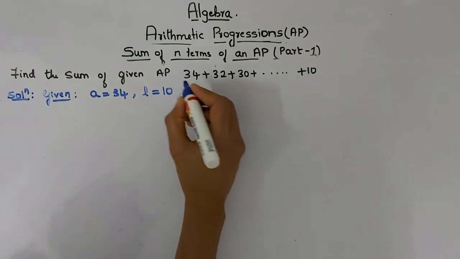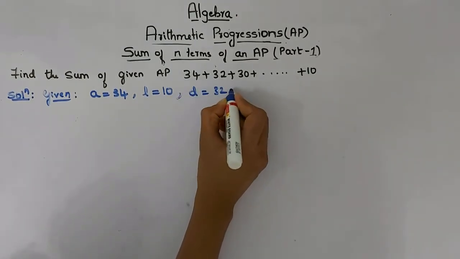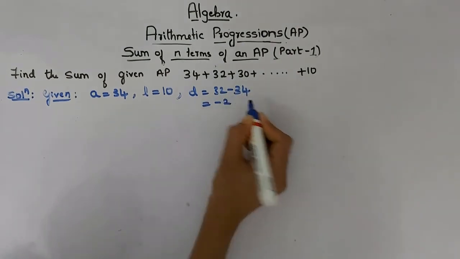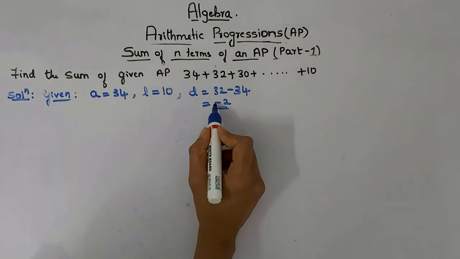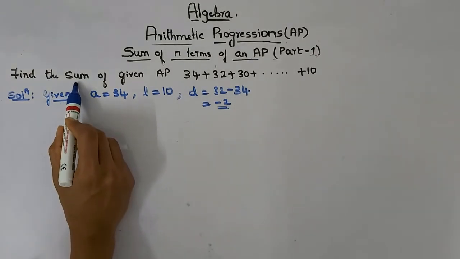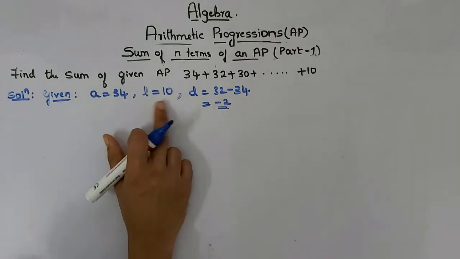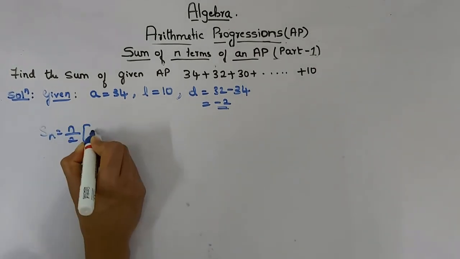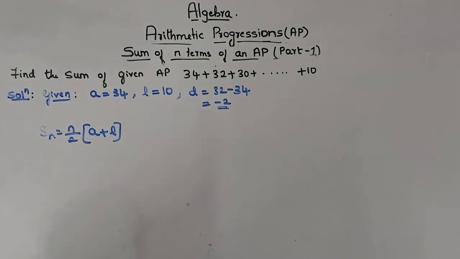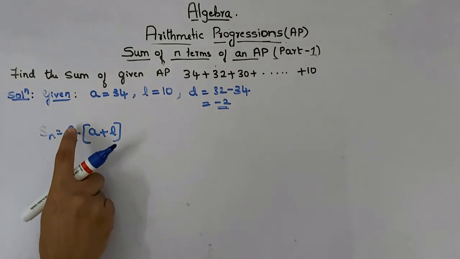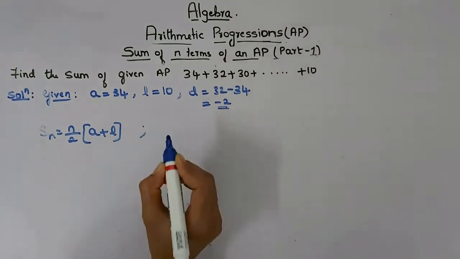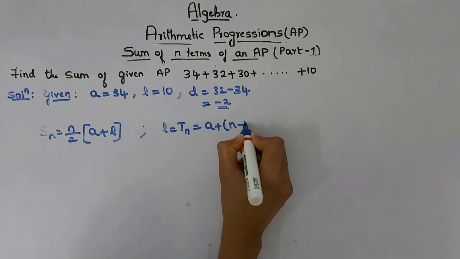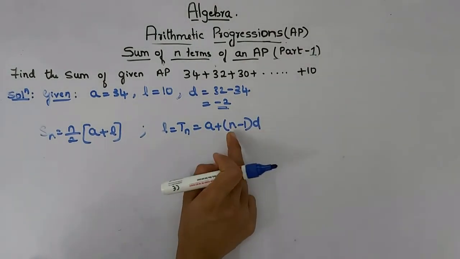So now let's find your common difference. D is equal to 32 minus 34, which gives you minus 2. So your common difference is minus 2. Here they have asked us to find the sum of the given AP. Now the last term is given, so we know the formula Sn is equal to n by 2 into A plus L. But to apply this formula, we need n. Now how to find n? We know the last term is nothing but Tn, which is equal to A plus n minus 1 into D. So by using this formula, we will find the value of n.